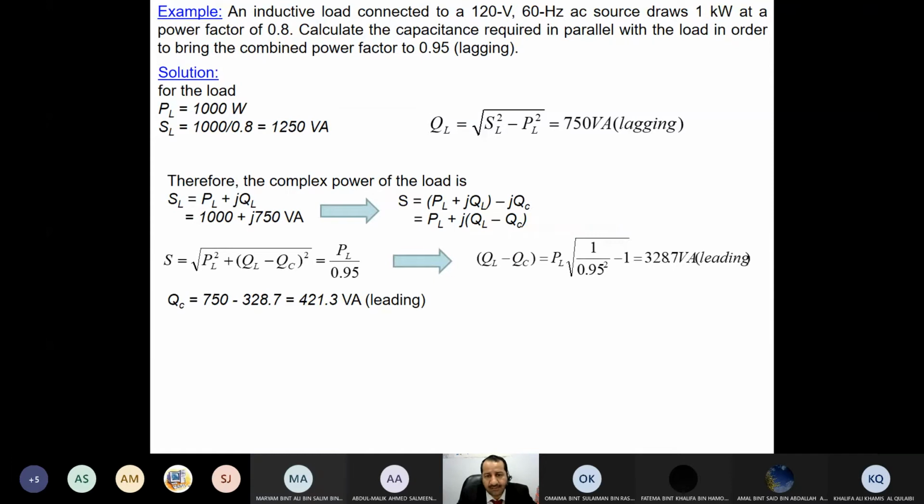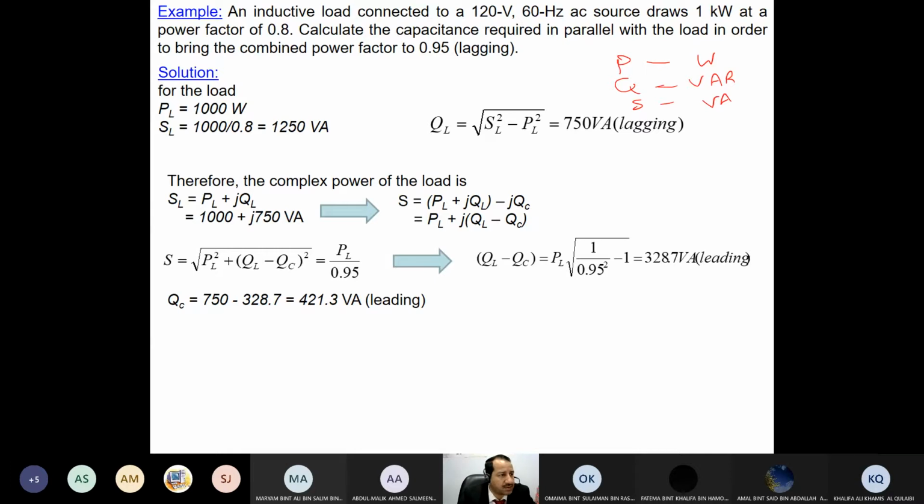Just to use this formula, have a look at this example. An inductive load connected to a 120 volt, 60 hertz AC source draws 1 kilowatt at a power factor of 0.8. Now, 1 kilowatt, this is the unit for P, Q, S, for which one of them? Gentlemen, ladies, anybody remember? Kilowatt is the unit for P, Q, S, which one? P. Excellent, P, correct. Just let me remind you. P is watt or kilowatt, Q has the unit var, S is volt-ampere. Okay, we agree on this, level two.